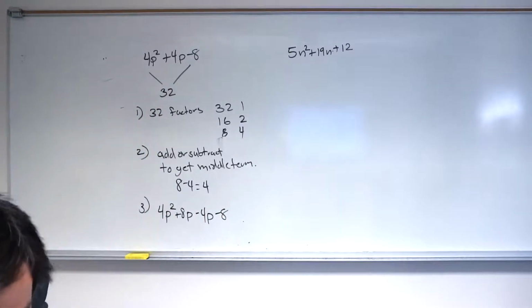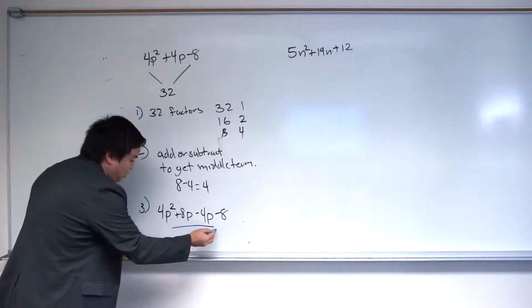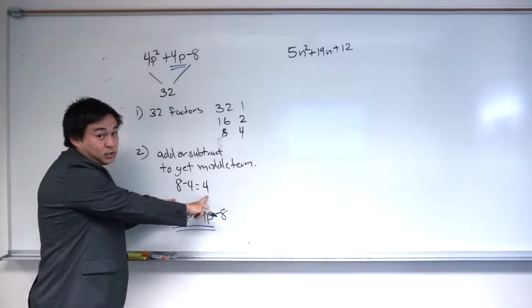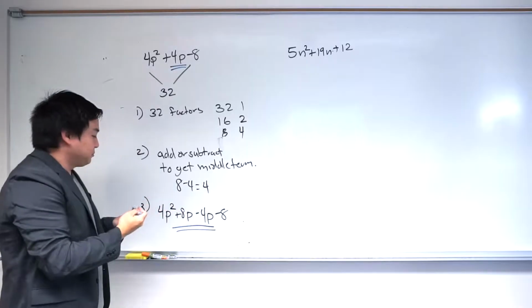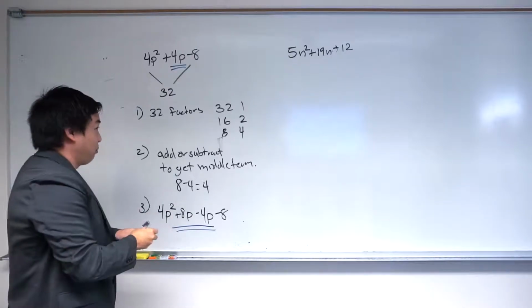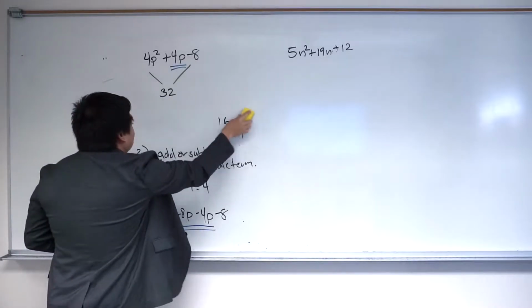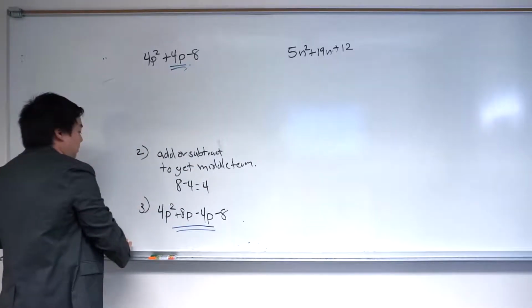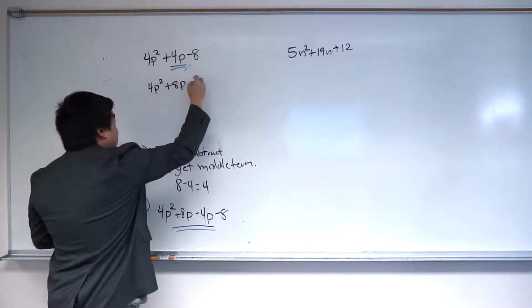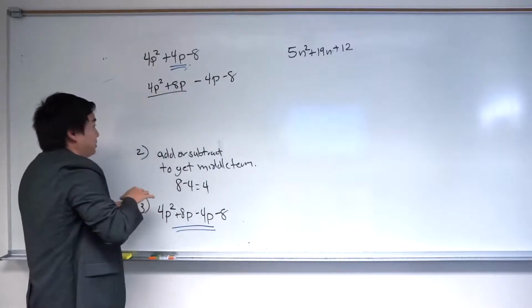And so you can see that this part right here is the same as that part over there. And we showed it because 8 minus 4 is 4. Now you're going to go back to what we did previously and factor it by grouping. And so what I mean by that is 4p squared plus 8p minus 4p minus 8 is going to be grouped like this.